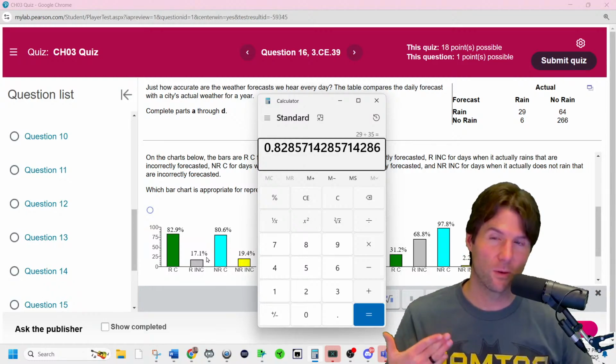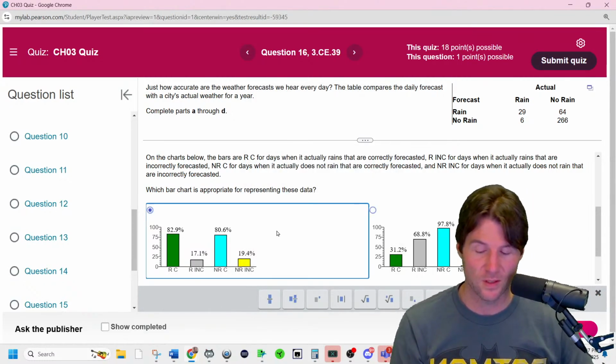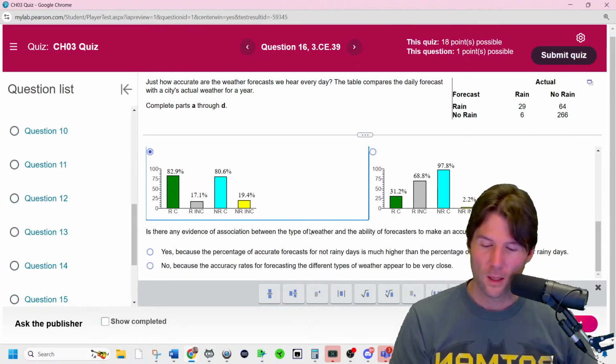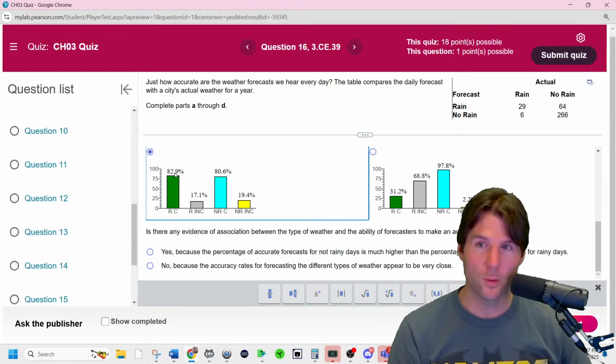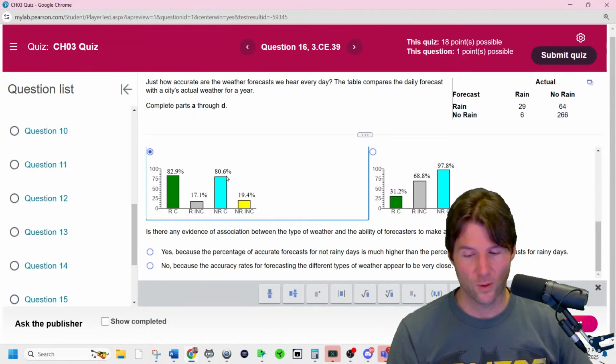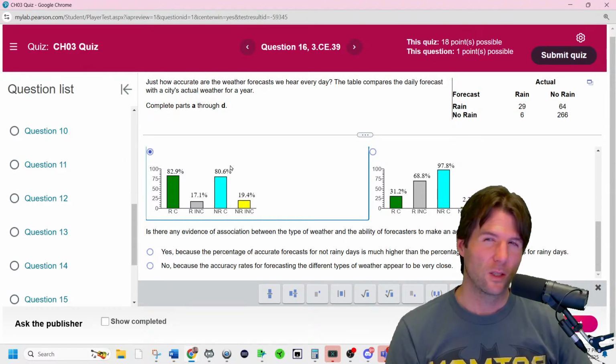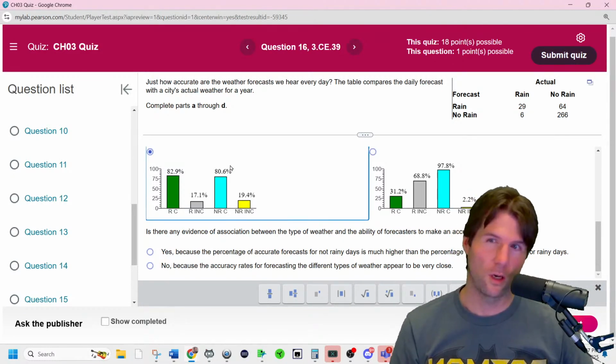And if you do the other ones, given it rained, the forecast was incorrect, you can do the other ones, but it's that answer right there, which gives it away. The last thing right here is, do you see an association? Well, when it rains, they're right 83% of the time, and when it doesn't rain, they're right 81% of the time. Do these differences look small or large?